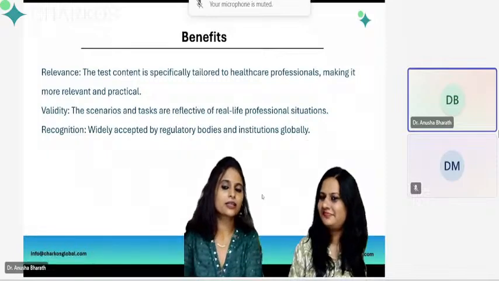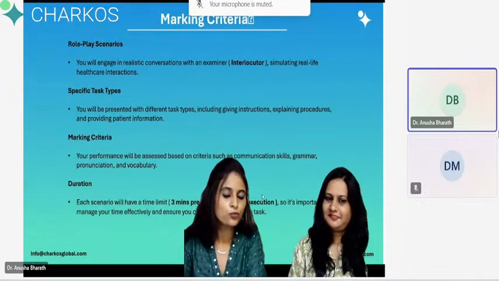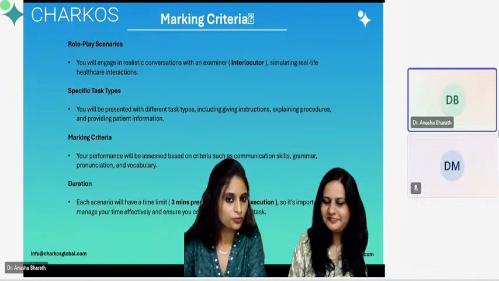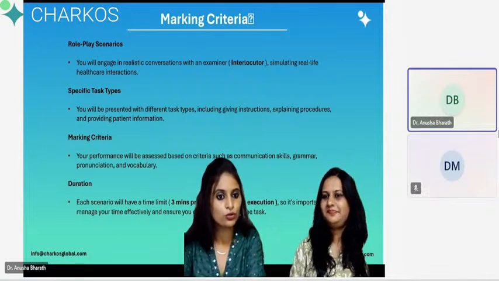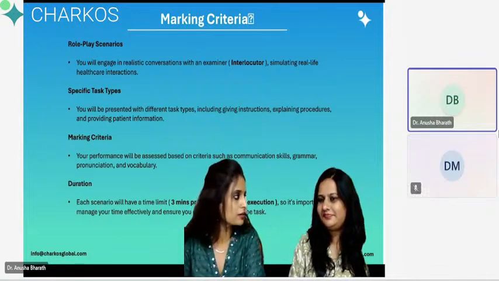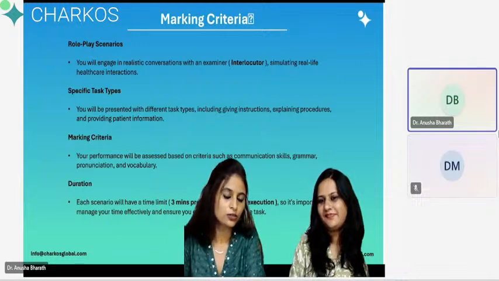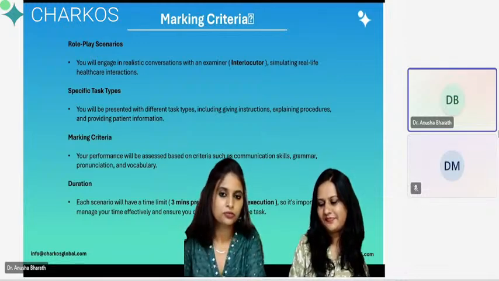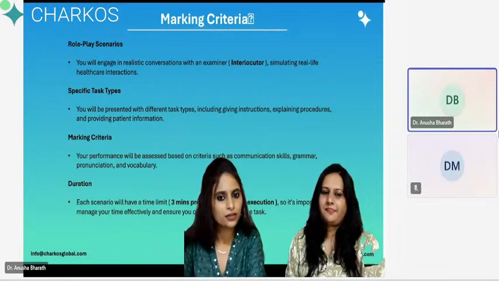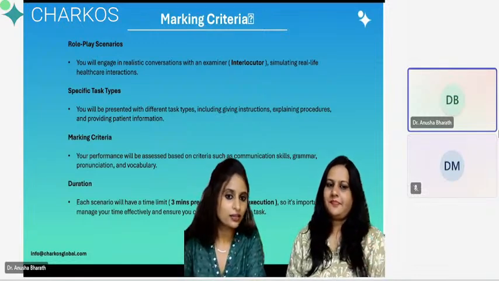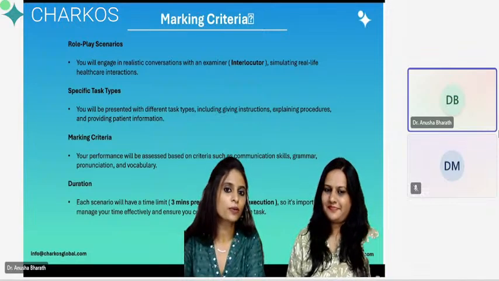So, speaking criteria and marking criteria, we have spoken about this in detail in the previous session. Please make sure to go through that session on our channel, Charkos Global, and you will get to know about the role play scenarios, what the specific task types are, the marking criteria, and the duration of each role play.